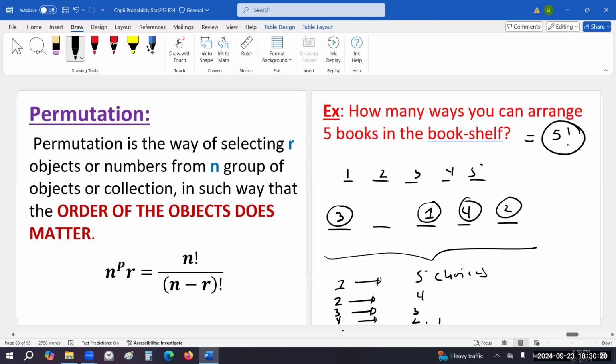5 factorial. In other words, this is 5 choose, not choose, pick. If you do pick, what would it be? 5 pick 5. 5 pick 5 or 5 factorial. The answer is either 5 factorial or 5 pick 5. It cannot be 5 choose 5. 5 choose 5 is wrong. 5 pick 5 is correct, because the order of your placement does matter.